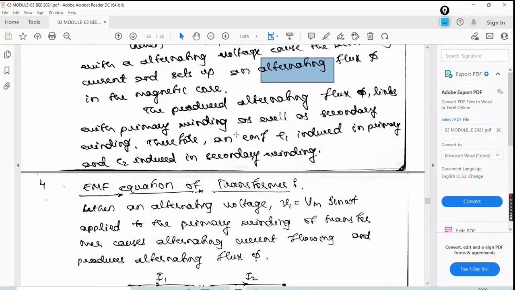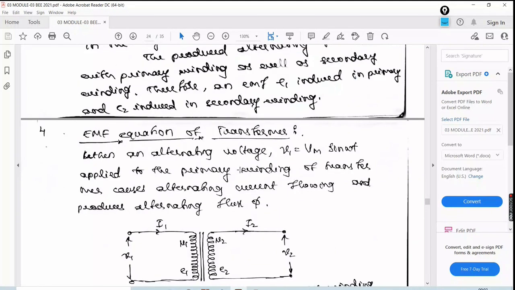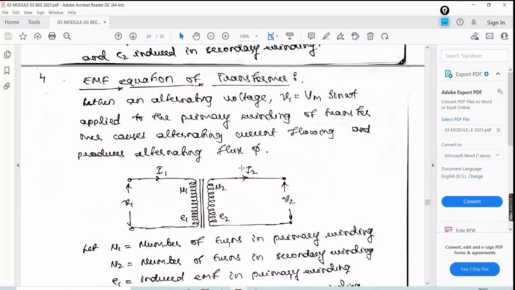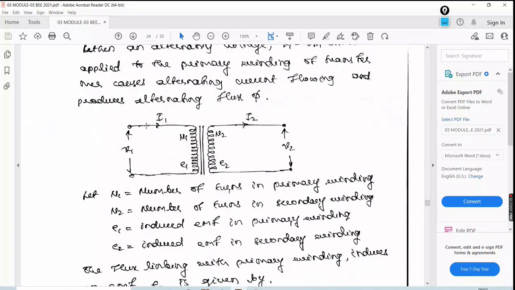That principle is called what? Mutual induction. Keep that in mind. Don't forget. Then the EMF equation of the transformer.